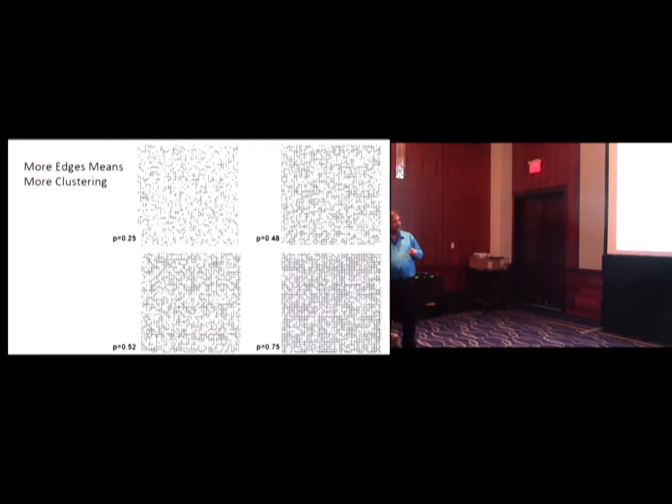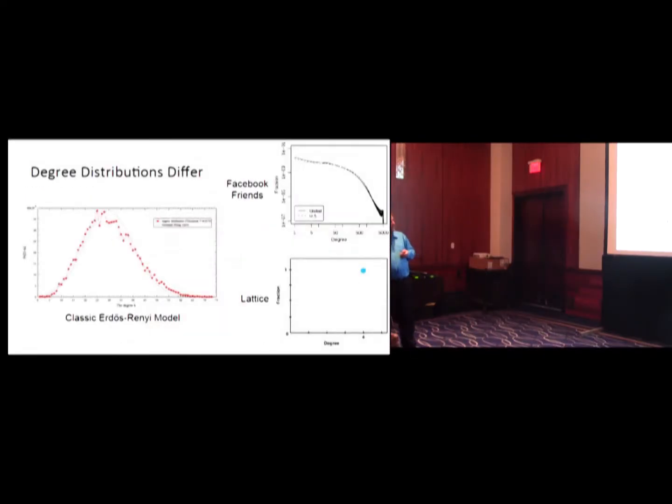But that's not the only thing that affects what's going on. Another thing is what the degree distribution looks like. So these are three examples of different kinds of distributions. Of course, if you have a lattice, then all the degrees are the same. This is the distribution of the number of friends people have in Facebook. And it follows what's called the power law distribution. So the probability that you have degree X is like X to the minus beta for some beta.